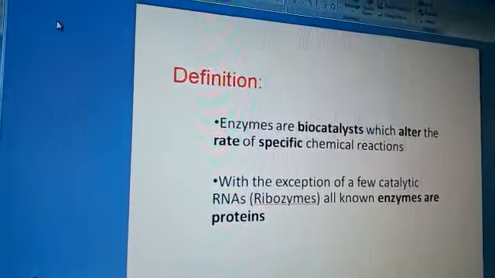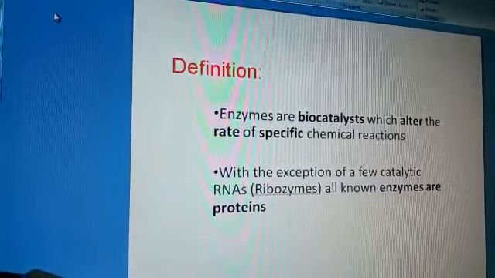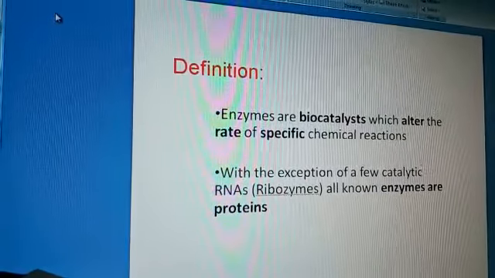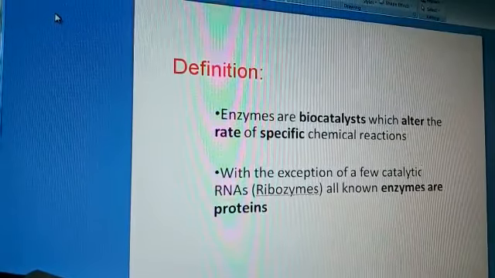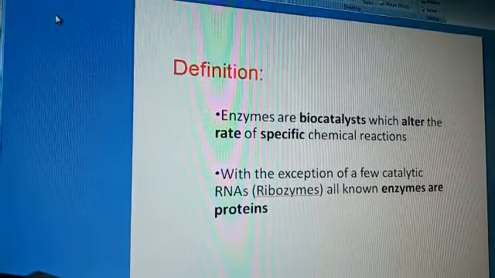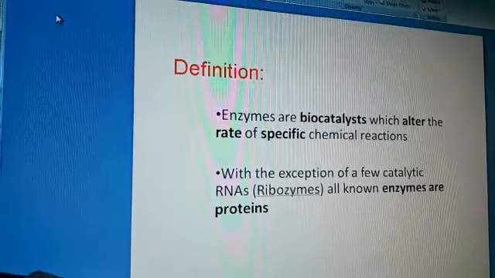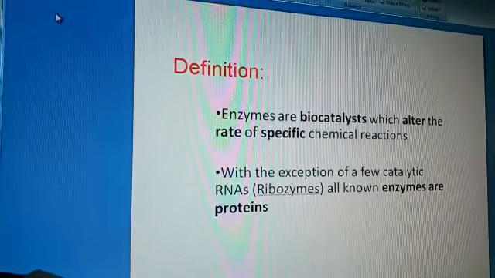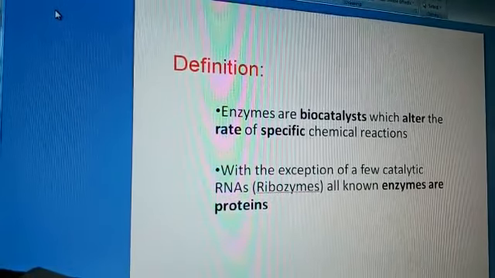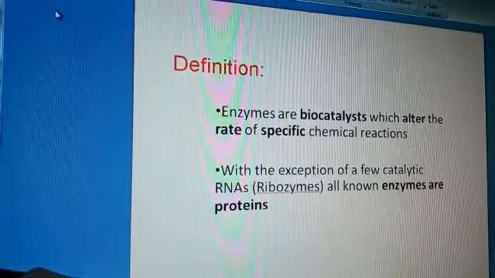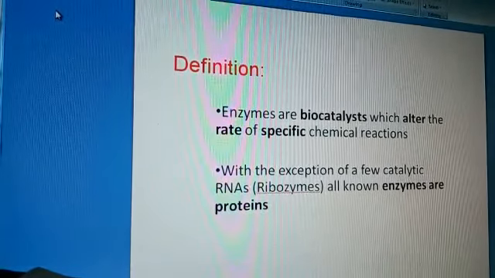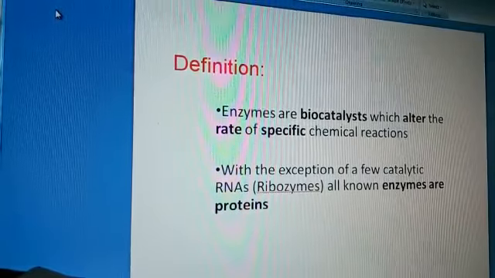Now the definition. Enzymes are biological catalysts. They are reusable molecules which bring about chemical change while remaining unchanged themselves. They alter the rate of the reaction without altering the equilibrium. Remember, they only change the rate, but they do not alter the equilibrium.